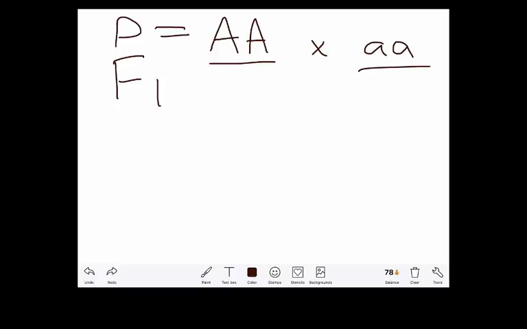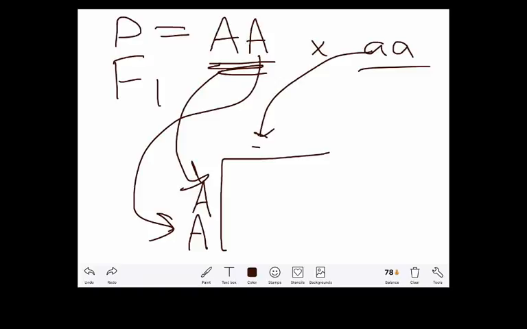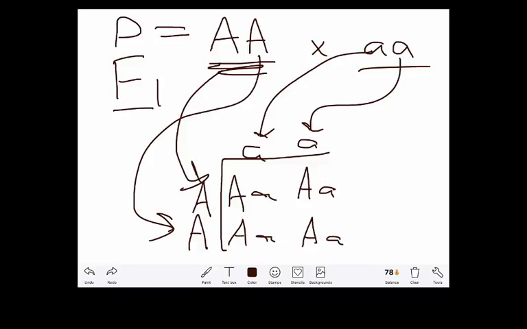Well, let's do a Punnett square. Through the process of meiosis, this parent right here can make gametes that all have the big A, while this parent's gametes will only have little a. So no matter how you slice the mustard, all of the offspring, all of the F1, are going to be heterozygous, big A, little a. And that answers your question for number 4.